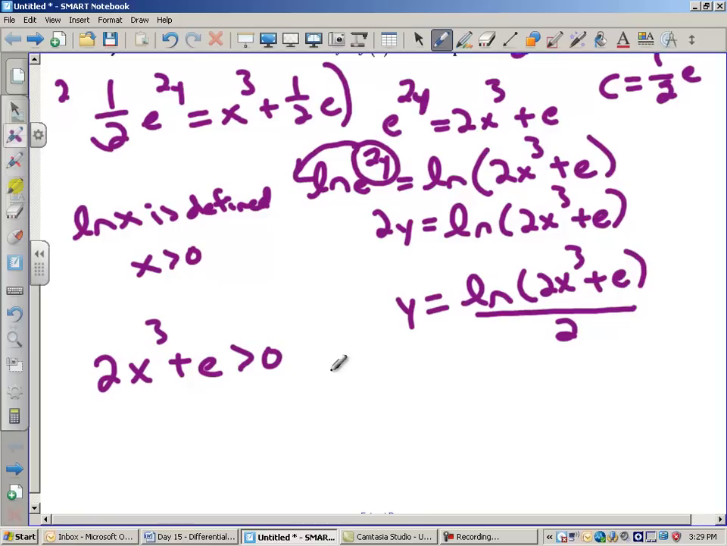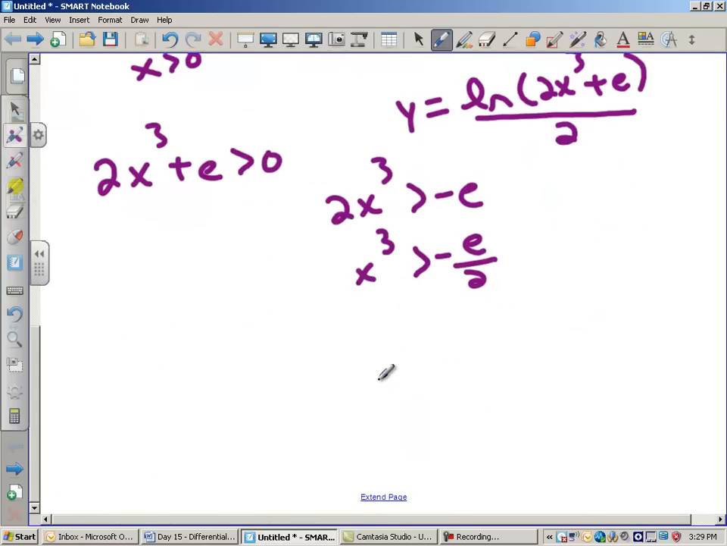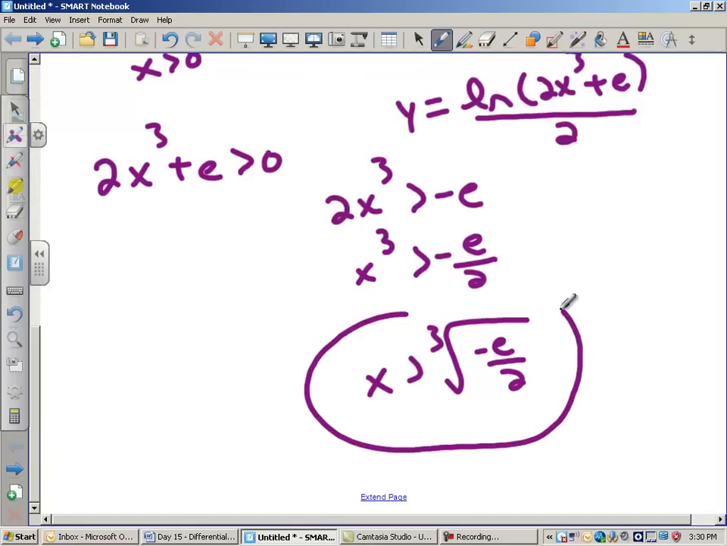So let's solve this for x by subtracting e and then dividing by 2, and then we are going to take the cube root of both sides, and so we will get that x must be greater than the cube root of negative e over 2. That's sort of a weird domain, but I think that is the correct answer for that.